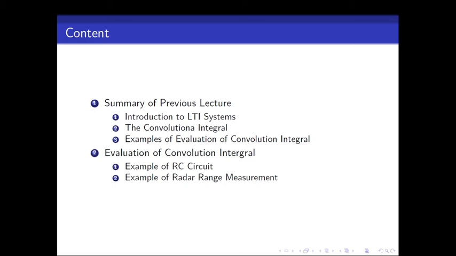So in this example we first see how the radar can be used to measure the distance of the object, then the radar propagation model, then we discuss the impulse response of the radar system, and we find the received signal. After finding the received signal, can we measure the time directly from that signal, or do we have to process the signal? That we discuss in the example of radar range measurement.